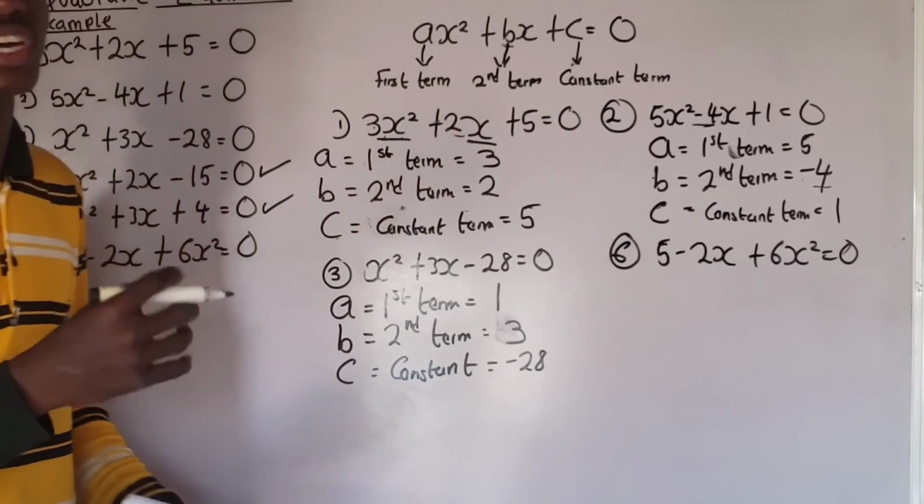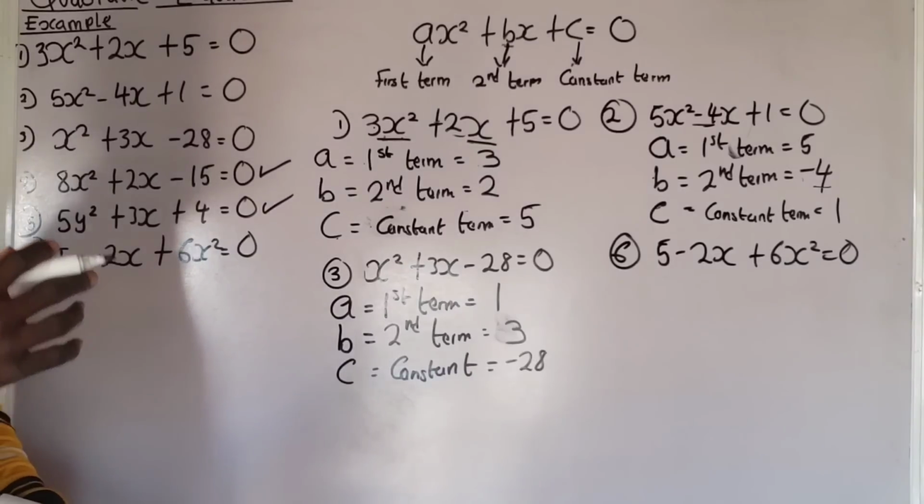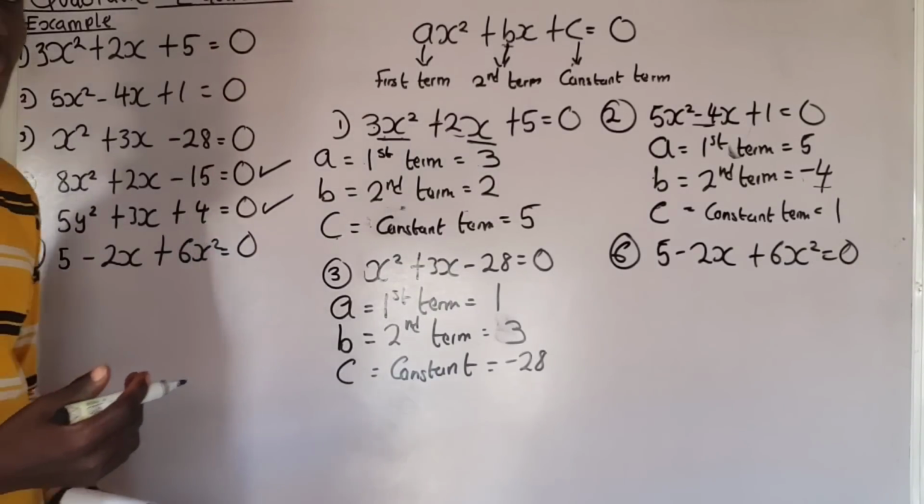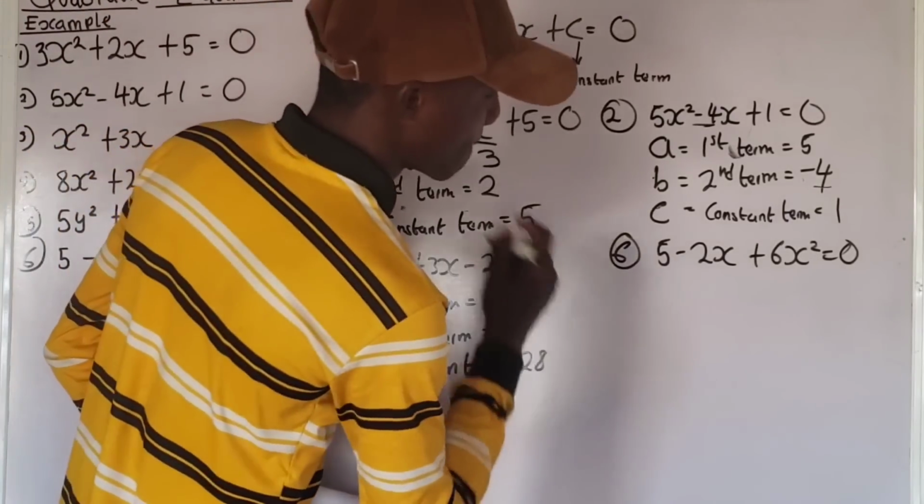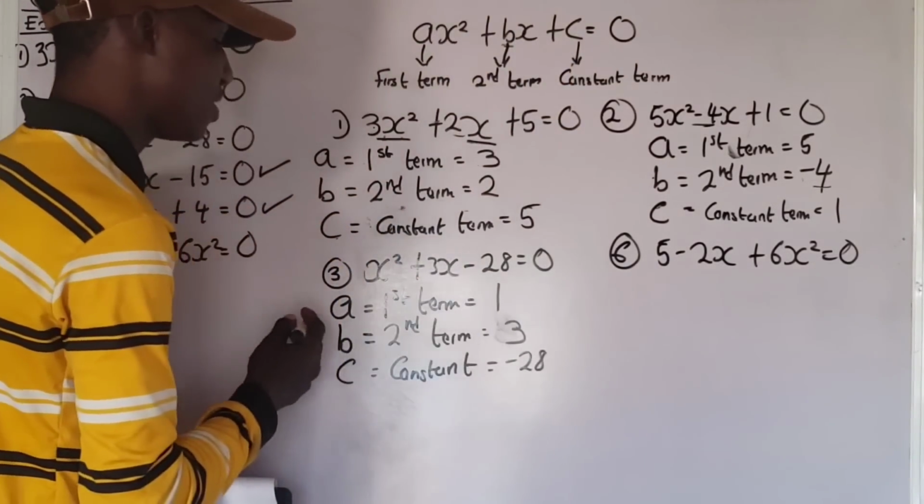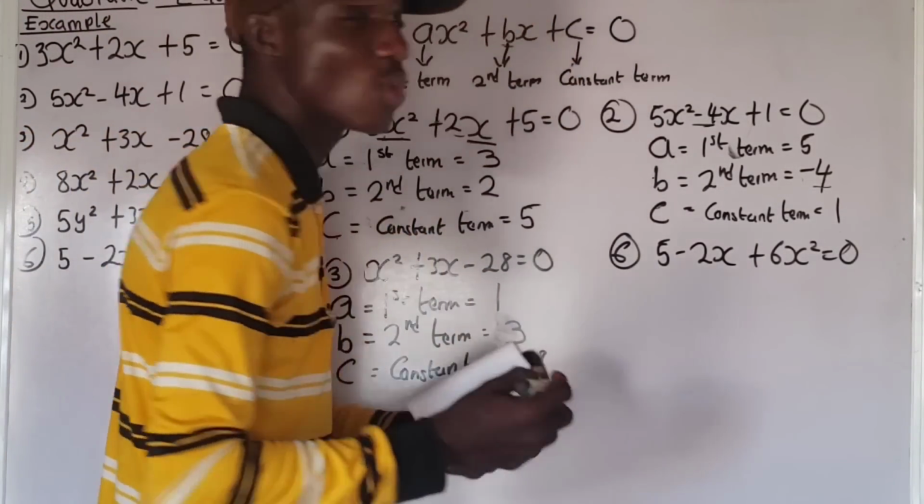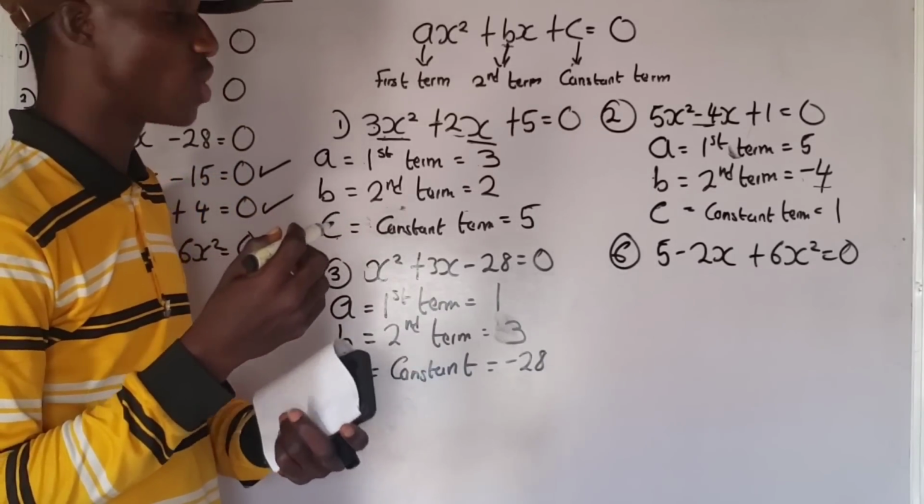A quadratic equation is an equation whose highest power of the unknown is 2. Are you paying attention? Do you understand? Okay. Now, here, let us determine the first term. The first term is the coefficient of x squared.